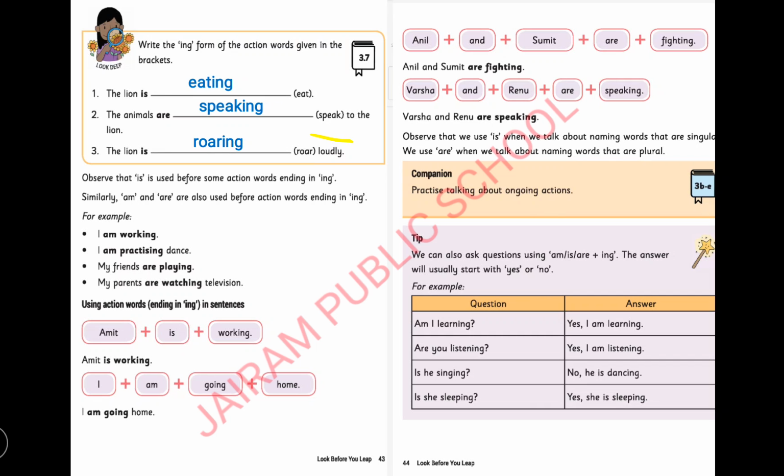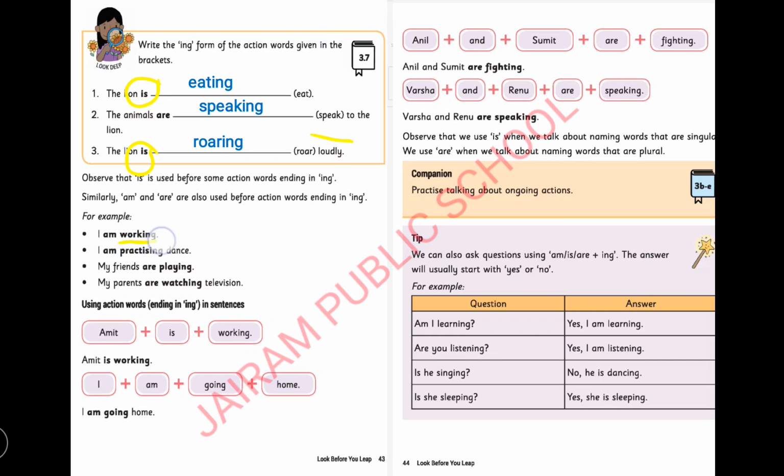Observe that is is used before some action words ending in ing. Where is is used in these three sentences? Yes, in sentence number 1 and sentence number 3 it is given. Similarly, am and are are also used before action words ending in ing. For example, I am working. I am practicing dance. Children, whenever I read, kindly repeat in mind or you can repeat aloud. My friends are playing. My parents are watching television. Here, which are the action words?